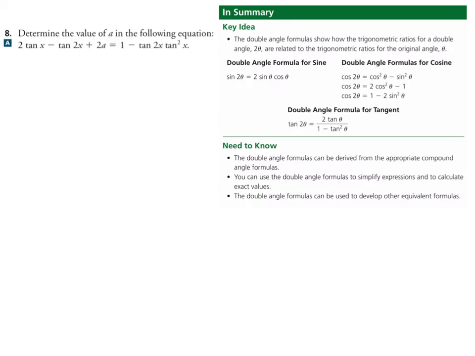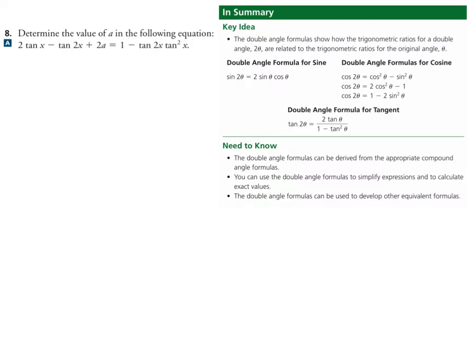All right, here's something new. Number 8, determine the value of a in the following equation. 2 tan x minus tan 2x plus 2a equals 1 minus tan 2x tan squared x. All right, do we recognize anything? I don't see any fractions in here. Let's see what we can do.